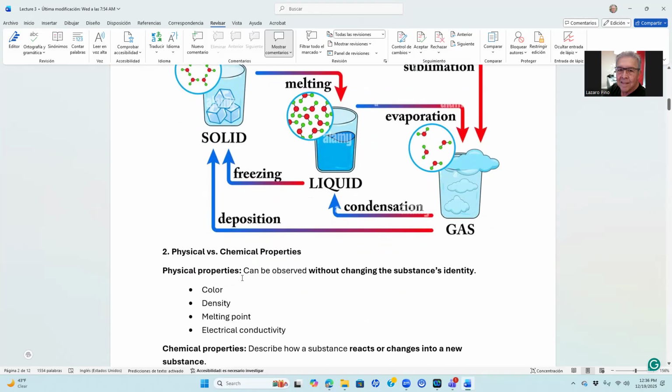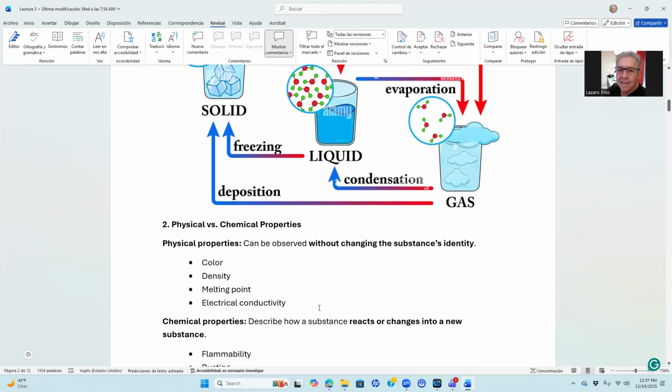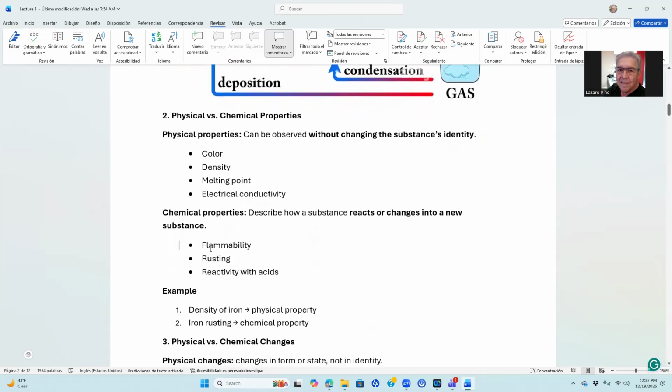Then, what is the difference between a physical and a chemical property? Well, in physical properties the matter doesn't change, but in a chemical property or chemical changes, matter changes. For example, flammability, rusting, and reactivity with acids are chemical properties because you have changes into new substances.